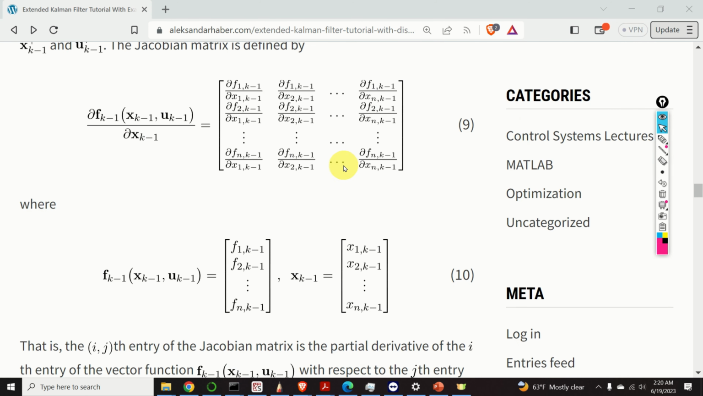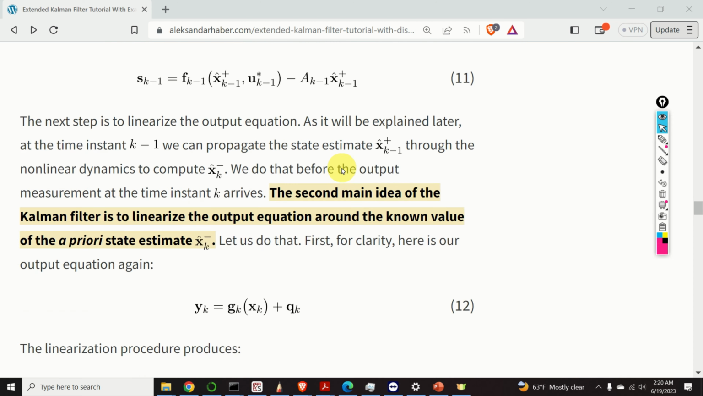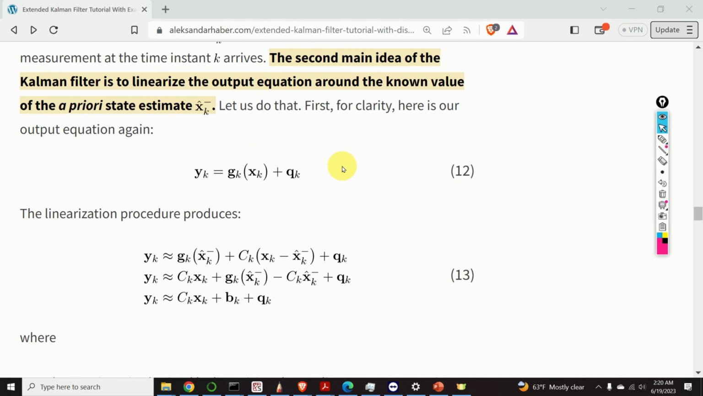Let us proceed with the second main idea of the extended Kalman filter. The second main idea is to linearize the output equation around the known value of the a priori state estimate x_k hat with a minus superscript.